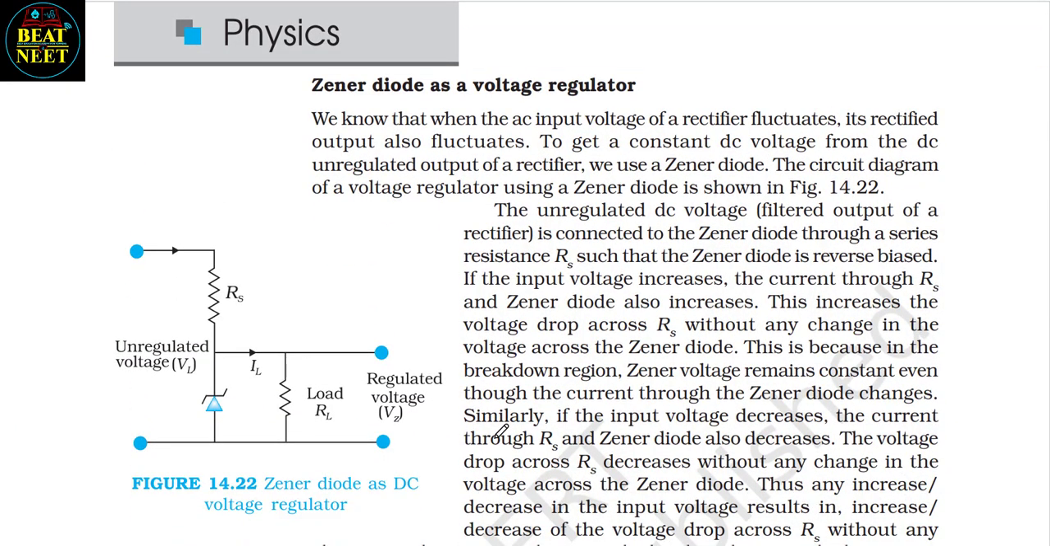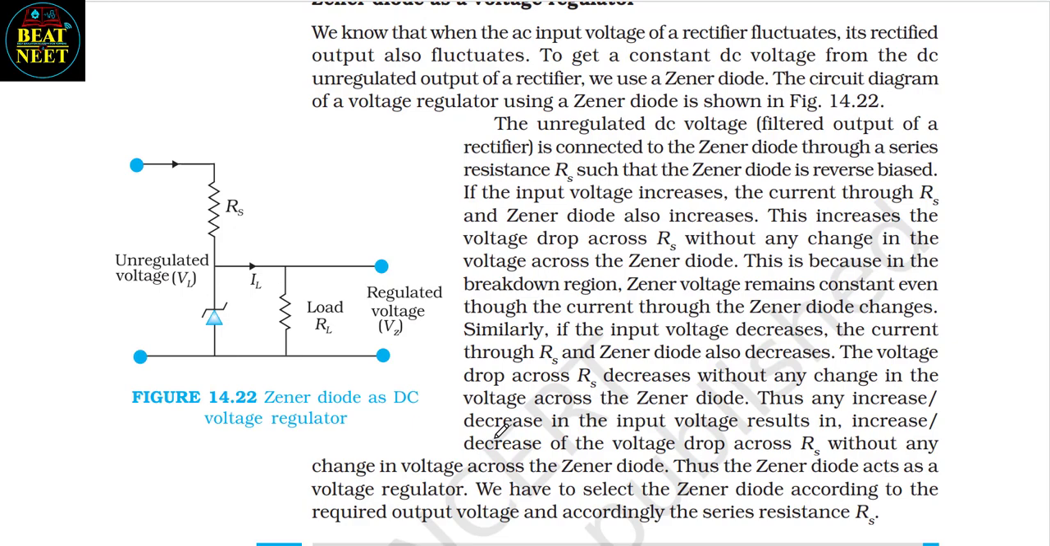Zener diode as voltage regulator. We know that when the AC input voltage of a rectifier fluctuates, its rectified output also fluctuates. To get a constant DC voltage from the unregulated DC output of a rectifier, we use a Zener diode. The circuit diagram of a voltage regulator using a Zener diode is shown in figure 14.22. The unregulated DC voltage, the filtered output of a rectifier, is connected to the Zener diode through a series resistance Rs such that the Zener diode is reverse biased.